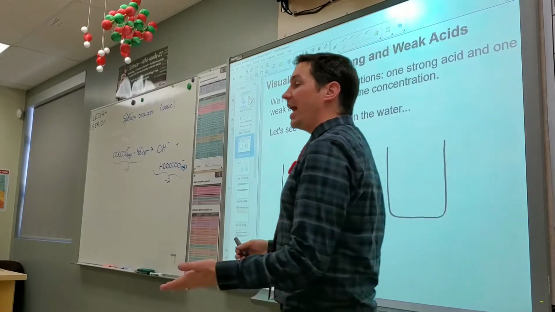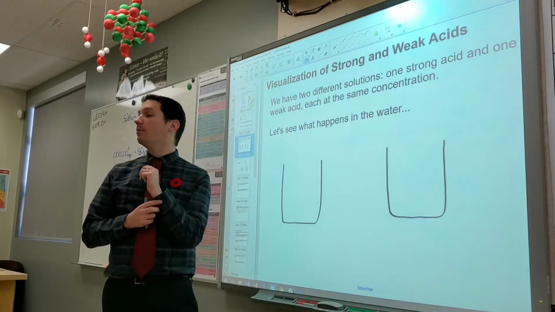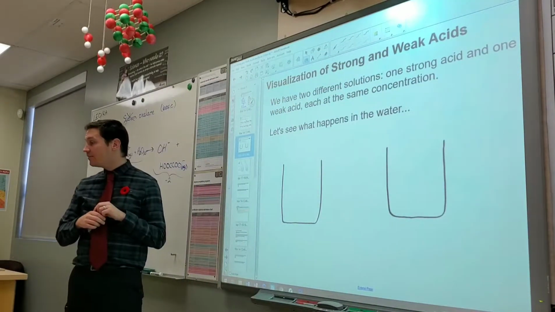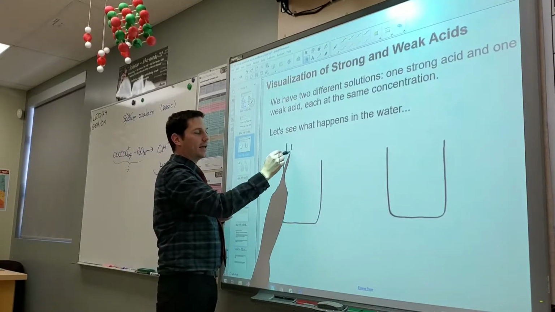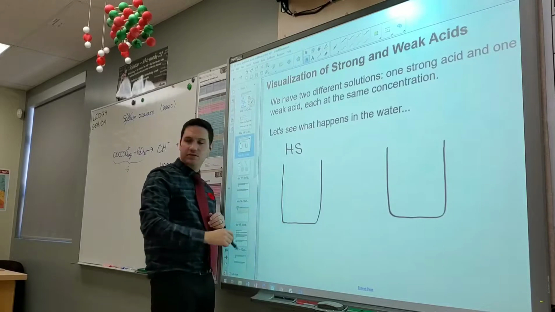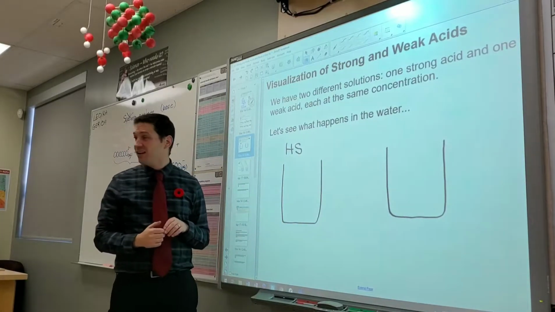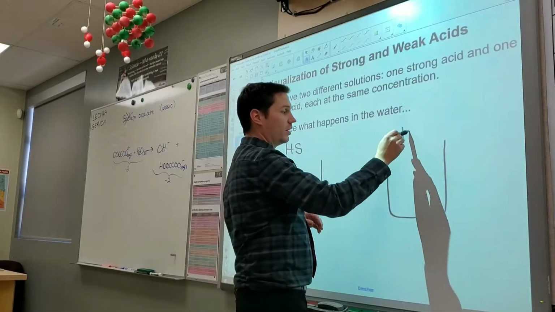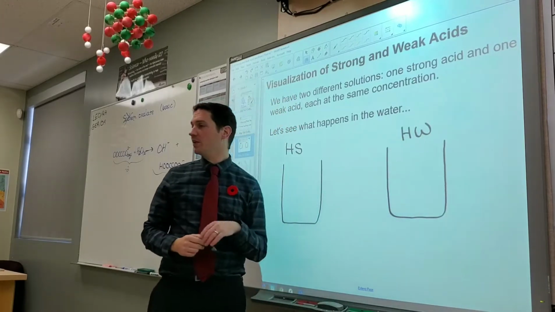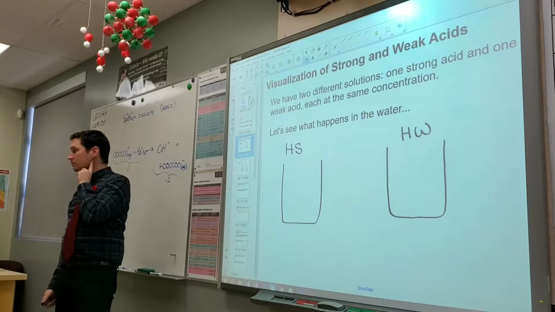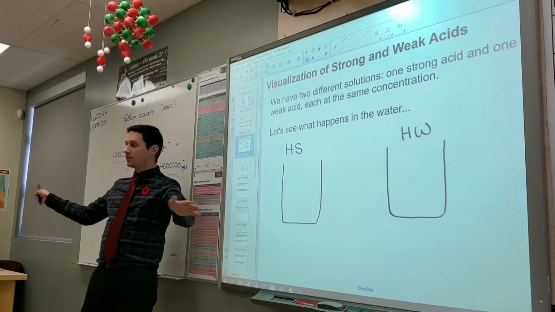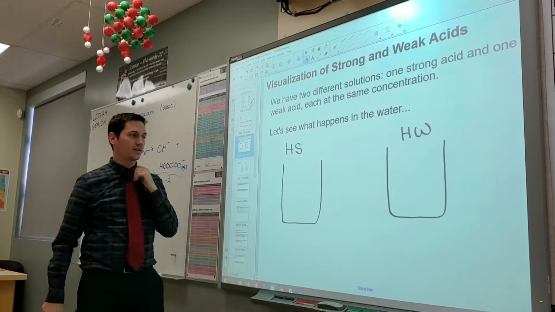Let's say we're going to add 5 moles of each acid. The first one I'm going to call HS for strong acid, and the second one I'm going to call HW for weak acid. Do you understand why I'm doing that? S doesn't mean sulfur. It's not hydrogen sulfide or anything like that.